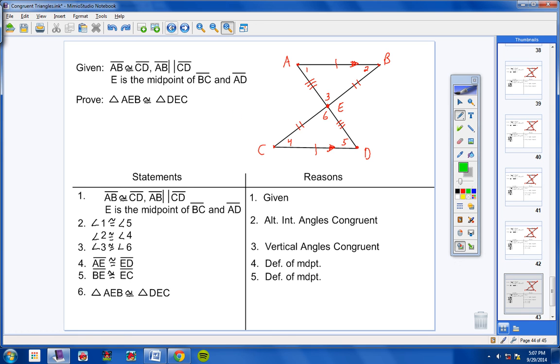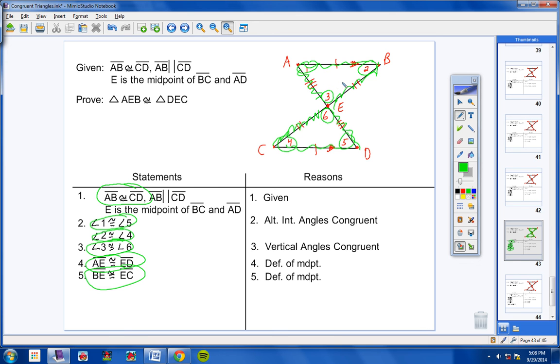Now I think we're almost done. Yeah, we're done. Look right here. I'm going to circle it. AB is congruent to CD. Angle 1 is congruent to 5. Angle 2 is congruent to 4. Angle 3 is congruent to 6. AE is congruent to ED, so this side here is congruent to this side here. And BE is congruent to EC. Now I have successfully won the sloppiest proof of the year award, okay?